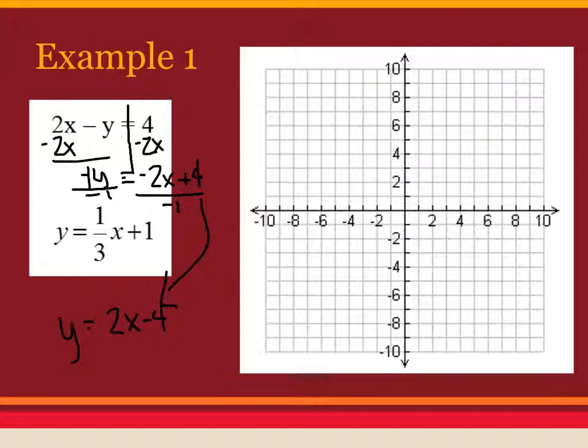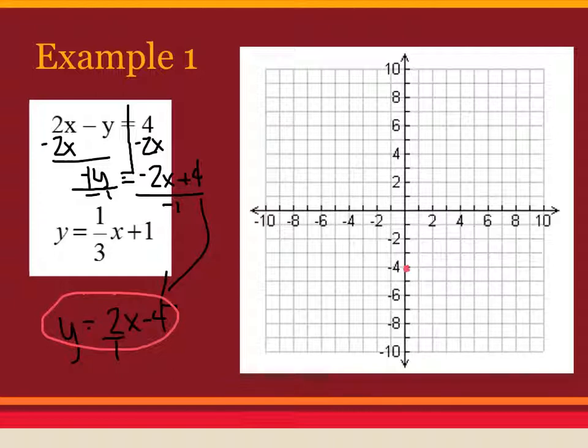Now that both of these equations are in slope-intercept form, we can graph them on our graph. I'm going to graph the first one using my red pen. So we have y equals 2x minus 4. That means our y-intercept, our beginning, is at negative 4, and our slope is 2 over 1. Remember, slope is rise over run. So we're going to begin at negative 4.